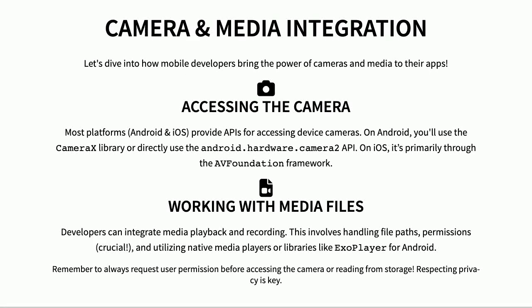Okay, let's talk about bringing cameras and media into our mobile apps. First up, you'll need to access the device's camera. Android developers often use CameraX or the Camera2 API, while iOS utilizes AVFoundation. Then, when it comes to working with media files like videos and images, you can handle playback and recording using libraries like ExoPlayer on Android, ensuring you always get user permission before accessing sensitive resources.